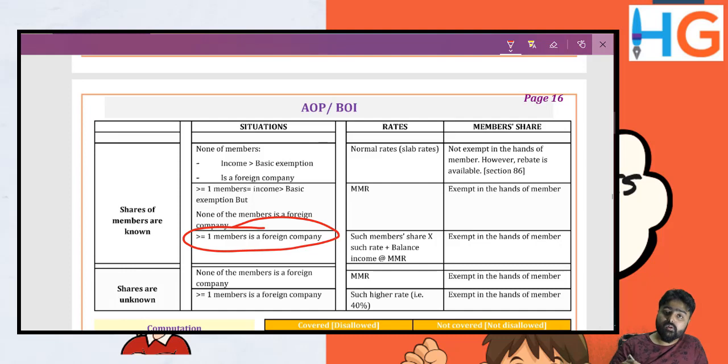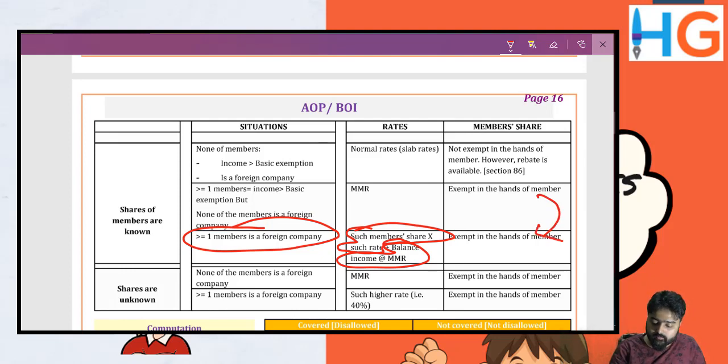If more than one member is a foreign company, you'll be taxed at MMR, but to the extent of profits for the foreign company, it will be taxable at such higher rate. That is 40% in case of a foreign company. Such member's share is taxed at such rate, plus balance income at MMR. Okay, this is just an adjustment to suit this foreign company.